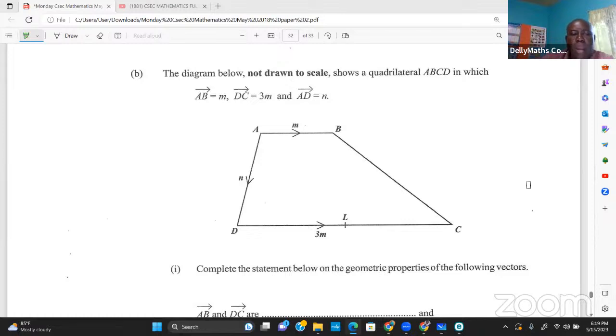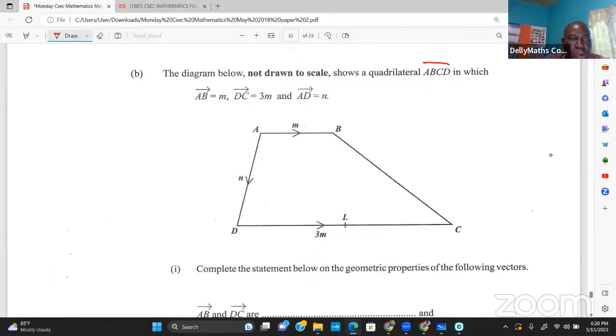All right. So what we're looking at now is a diagram. It says the diagram below, not drawn to scale, shows a quadrilateral ABCD in which AB is m. You're seeing that. DC is 3m. AD is n. Pay attention to the arrows, right? Remember we said with vectors, the arrows are so important.